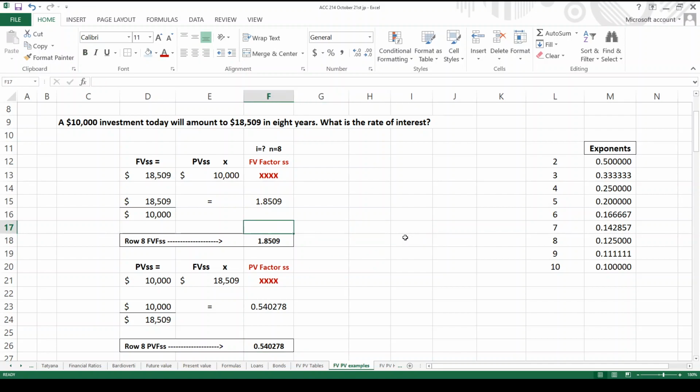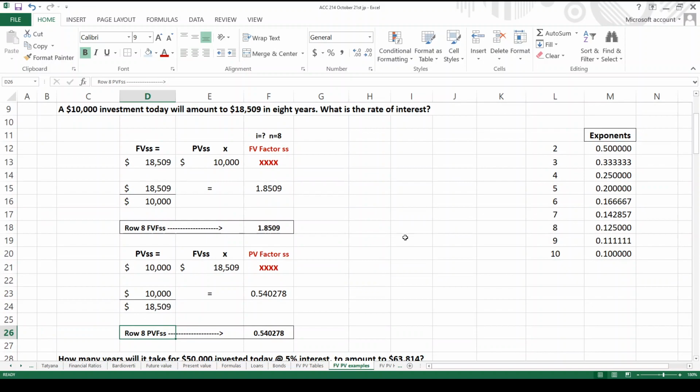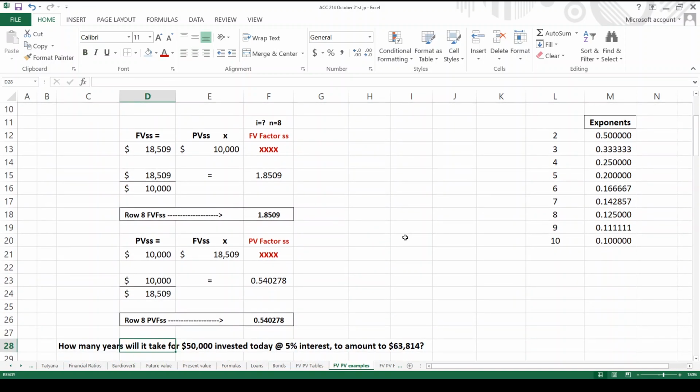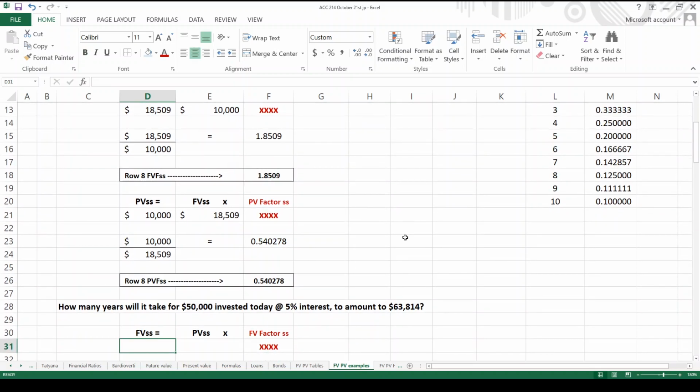You can't solve annuity questions using both tables. You need to be in the right table for that. So in other words, you don't use this approach for annuities. Okay, where are we now? There's another little trick I want to show you.